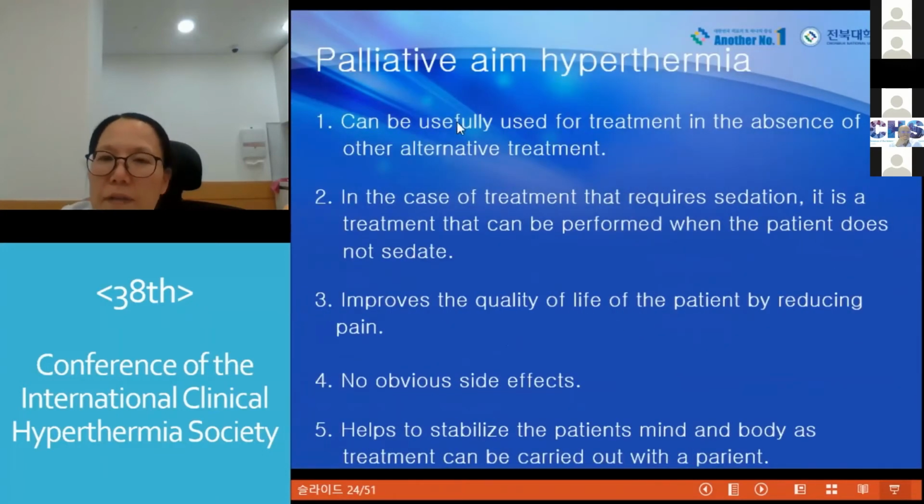Palliative hyperthermia can be usefully used for treatment in the absence of other treatment. In the case of treatment that requires sedation, it is a treatment that can be performed when the patient does not sedate, and it improves the quality of life of the patient by reducing pain with no obvious side effect and helps to stabilize the patient's mind and body as treatment can be carried out with the parent.